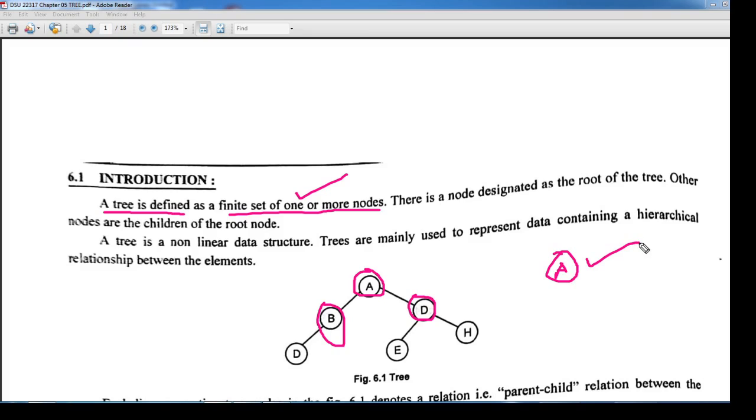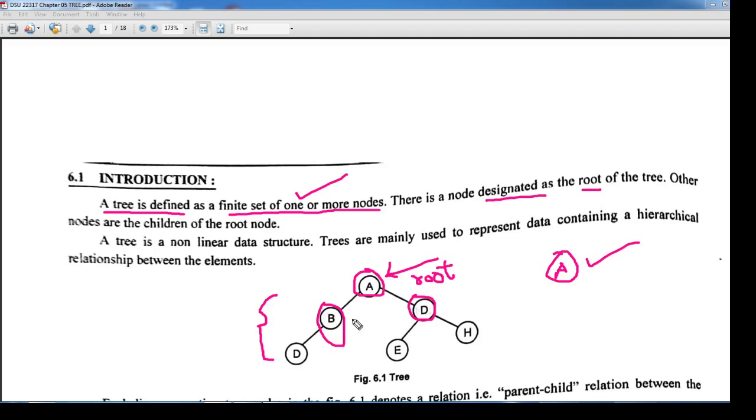So what is a tree? A tree is defined as a finite set of one or more nodes. There is a node designated as the root of the tree. So in your tree there will be one node which is designated, which means it is named, termed as the root of the tree, right? For example, in this diagram, A is the root of the tree. Other nodes are the children of the root node. In this diagram, these nodes are children of root A. So this is the definition of a tree.